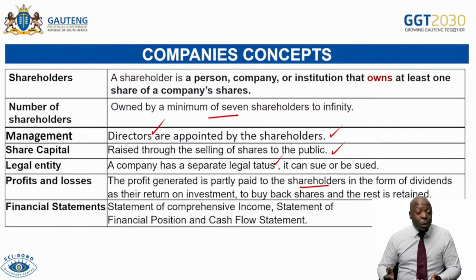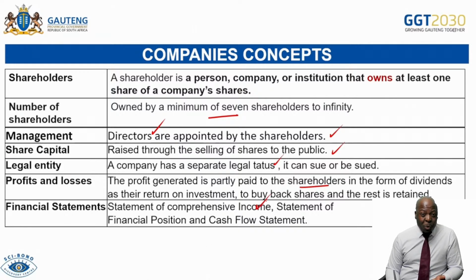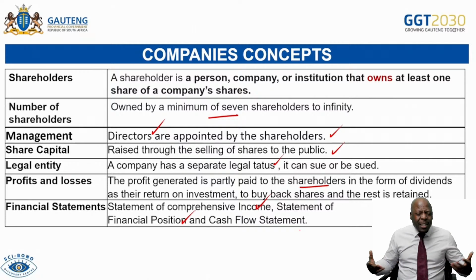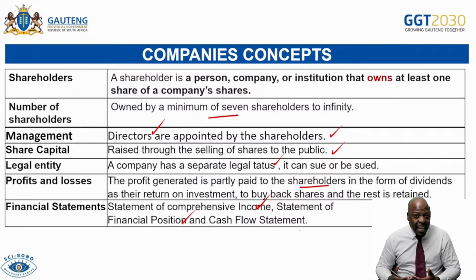And when it comes to financial statements, in grade 12, we're going to focus on three financial statements. We're going to have the statement of comprehensive income. I know you know this one as the income statement. We'll also have the statement of financial position, known as the balance sheet. And then lastly, you are going to learn what we call the cash flow statement. And I'm going to show you during the course of the year, what is this cash flow statement? How does it help us?